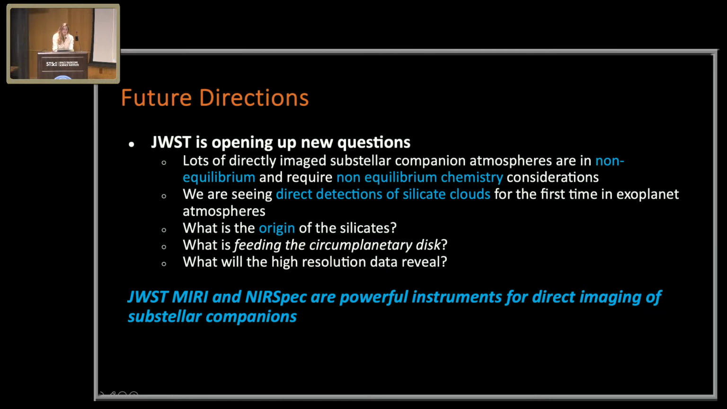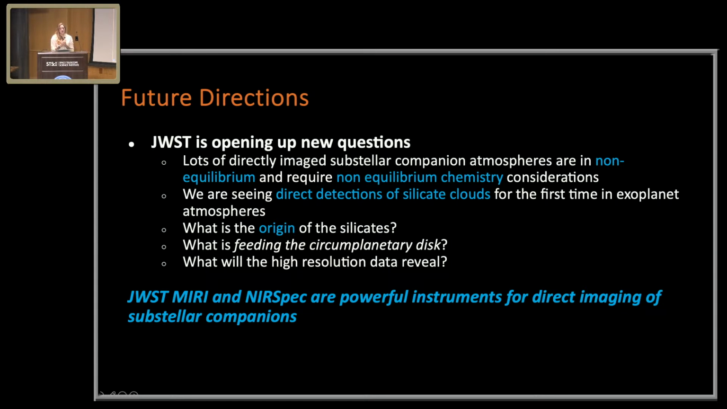So I'll end here, trying to end on time. JWST is actually opening up a lot of new questions. A lot of these substellar atmospheres are going to be in non-equilibrium chemistry. That means we really need to update our atmospheric models to include this. We're also seeing direct detections of silicate clouds for the first time in these atmospheres. Where did they come from? How did they get there?